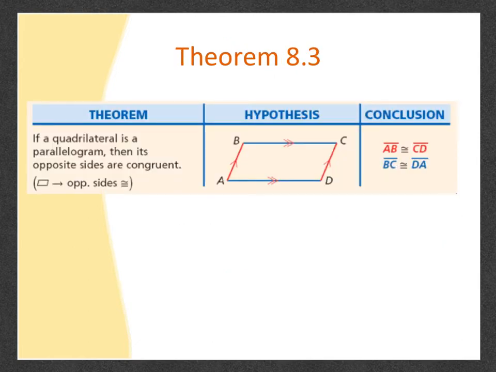Then we dig a little deeper. This, and it's a theorem, but it's really just a property, says if a quadrilateral is a parallelogram, then its opposite sides are congruent. So we're going to learn a bunch of properties of parallelograms. The first is its definition, which is opposite sides are parallel. This is opposite sides are congruent. So in this diagram, AB would be congruent to CD, and BC would be congruent to AD.